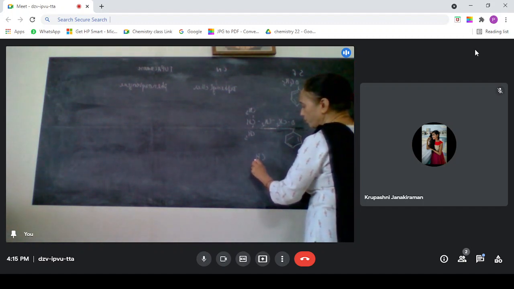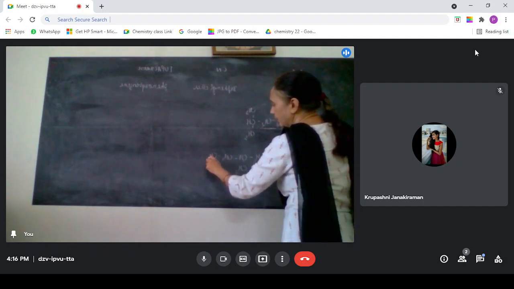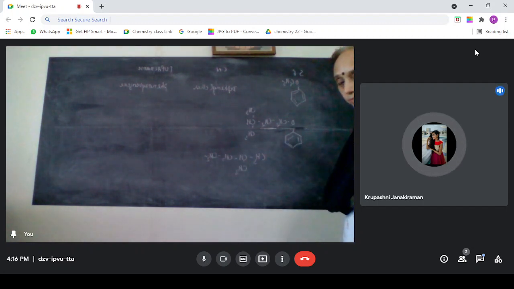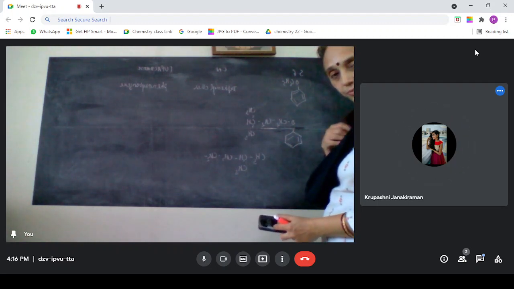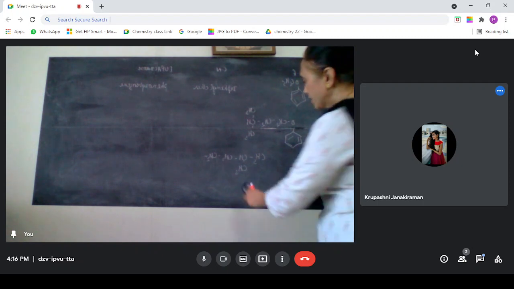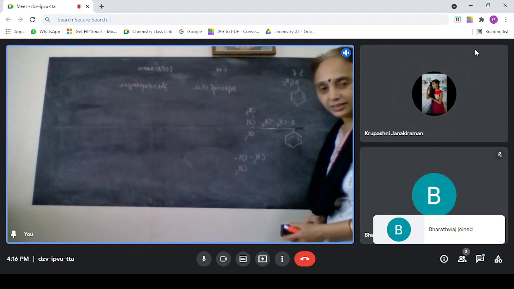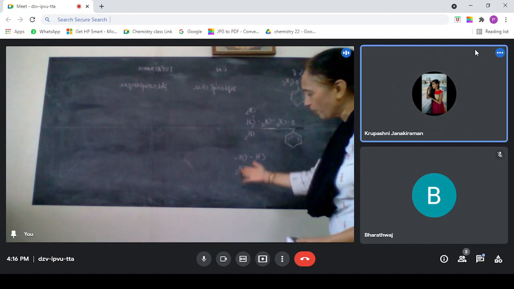What is this group? Tell me, what is this group? 2-methyl... No, propane. Isomethane? What is this group? How many carbon atoms are there? 3. Isopropyl, no?